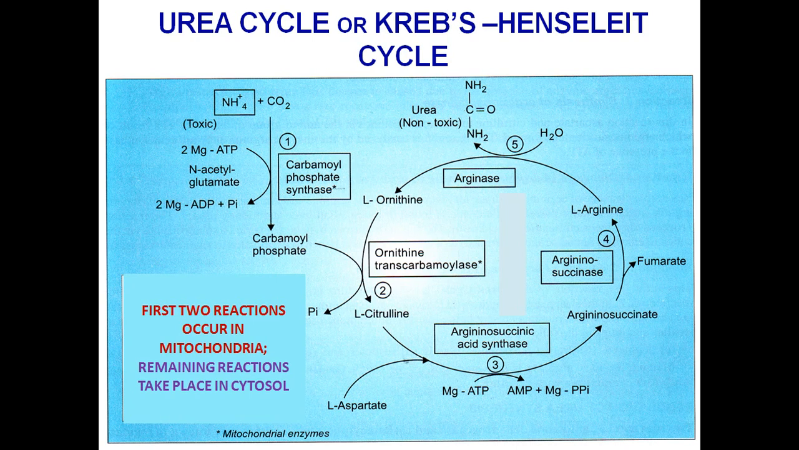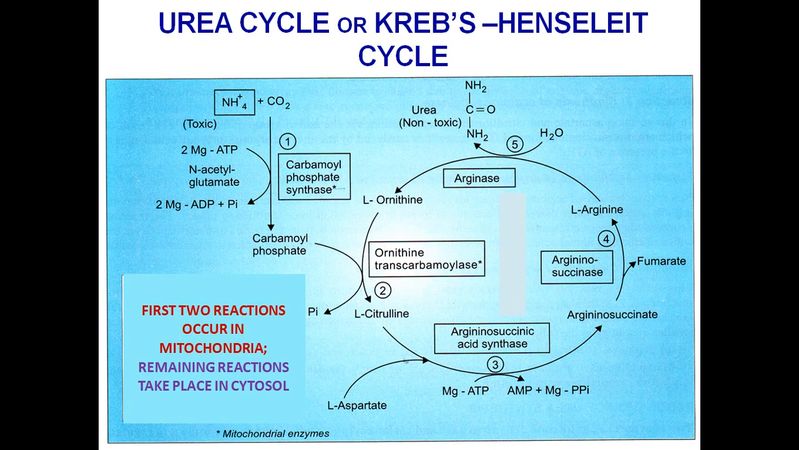So the first and second steps of the urea cycle are taking place in the mitochondria, because these enzymes are available only in mitochondria. Now this citrulline comes out of the mitochondria and enters into the cytoplasm. In the cytoplasm there is the amino acid aspartate. This aspartate reacts with the citrulline by the action of the enzyme argininosuccinic acid synthase. It gets converted into a compound called argininosuccinate.